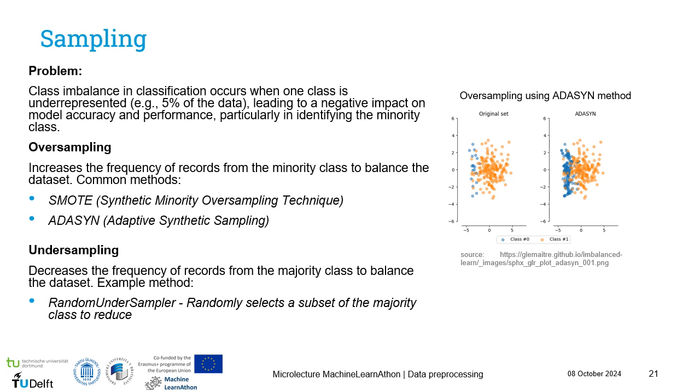One is oversampling, which increases the proportion of the minority class. The most common examples are SMOTE or ADASYN. On the other hand, we can fix this issue by undersampling, which means reducing the number of records from the majority class. In the picture on the right, we can see an example of oversampling using ADASYN, which is trying to generate new records that will be similar to the original ones, but expand the number.